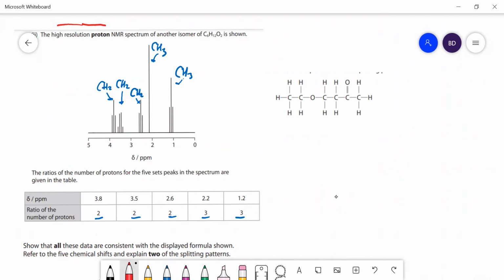So we've got to refer to all 5 chemical shifts for everything, and 2 of the splitting patterns. Well, I'm going to do all the splitting patterns and all the chemical shifts, because then you can take your pick which ones you want.